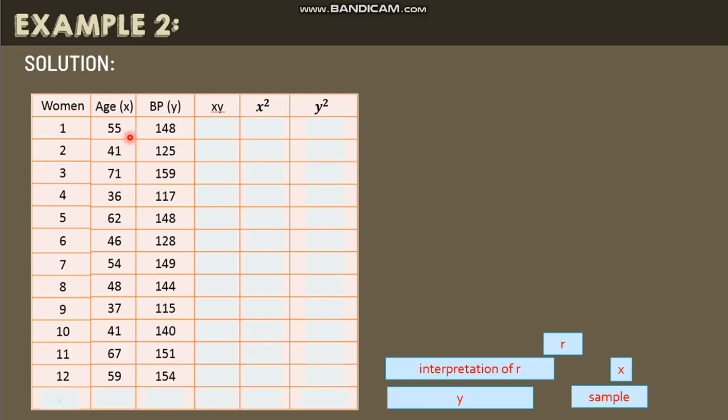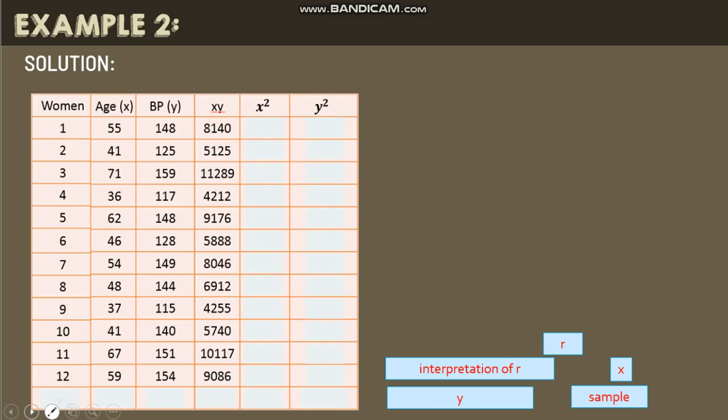So, ibig sabihin, we have 55 times 148, okay, equals to 8,140. 41 times 125 means 5,125. 71 times 159 means 11,289. So, ang gagawin nyo lang po is to multiply yung column ng X to column sa Y natin. So, these are the answer. Kindly verify na lang po sa inyong calculator.